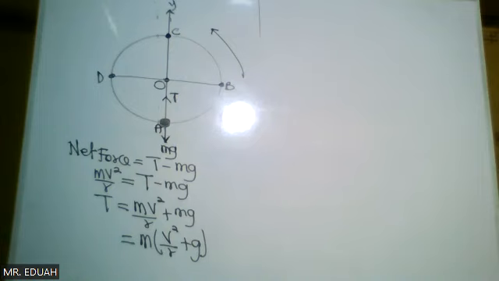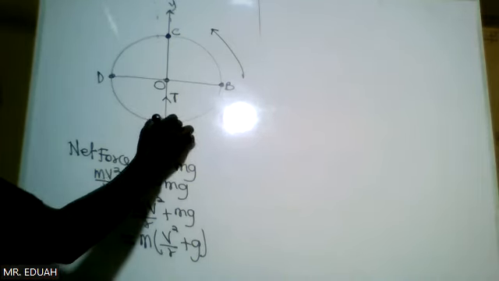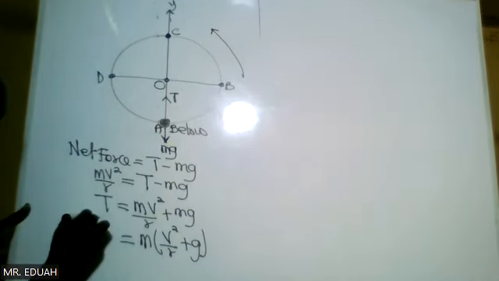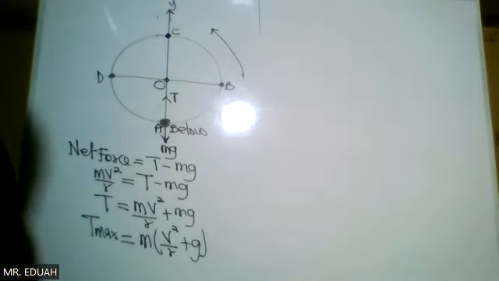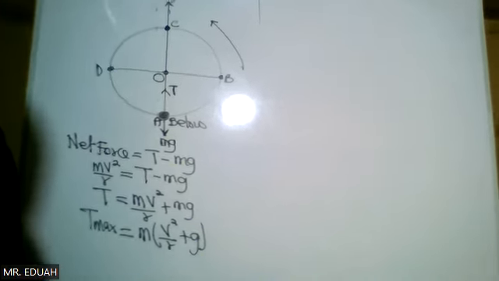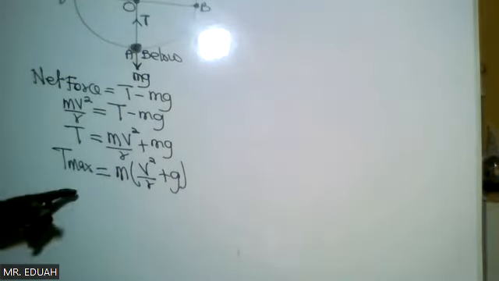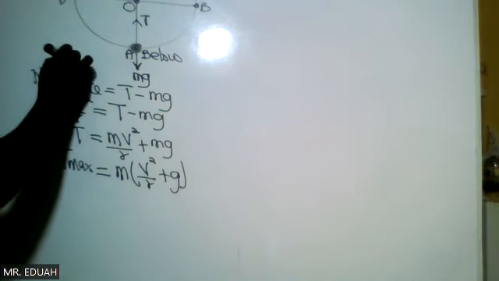And so we realize when the body is below the circle, maximum tension, T maximum, occurs within the string. So when the body is below the circle, maximum tension occurs within the string. So this is at E.